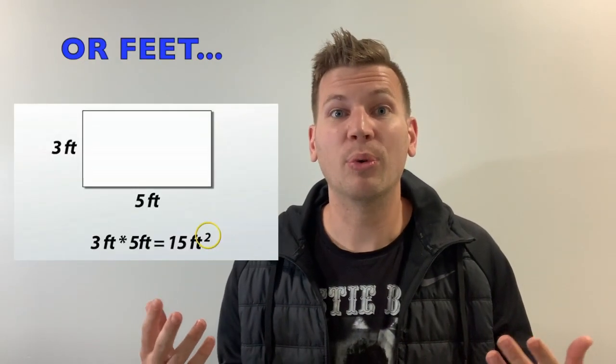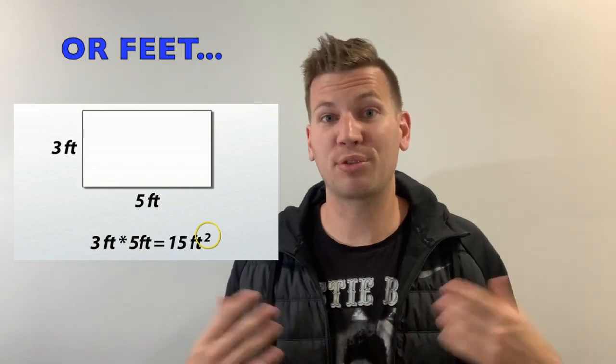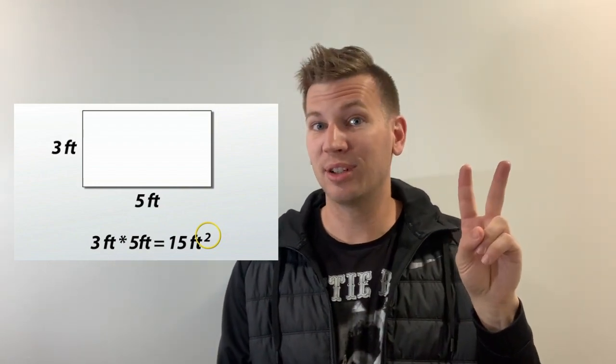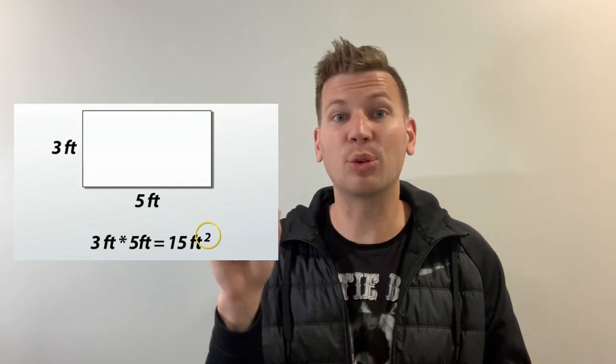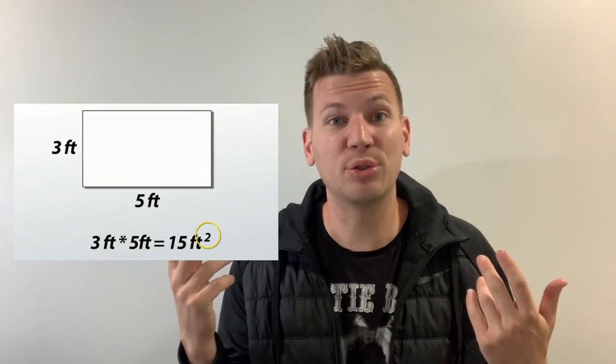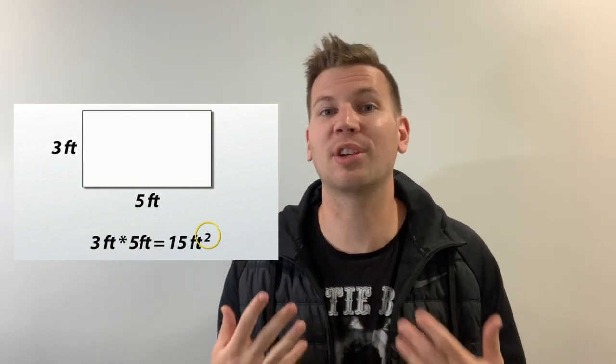So if we're measuring things in meters, well, then everything's going to be in meters squared. We're multiplying two things together, so everything is going to be squared. So just add a little 2 on top of whatever units that you're using.